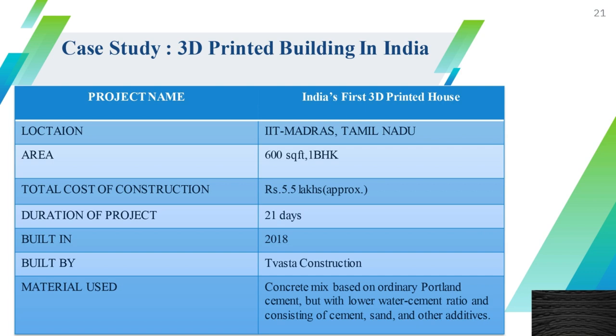Location of the project is IIT Madras, Tamil Nadu. Area 600 square feet, 1 BHK. Total cost of the construction is approximately rupees 5.5 lakh. Duration of the project was 21 days. Built in 2018 by the Tvasta Construction Company. Material used: concrete mix based on ordinary Portland cement but with a low water cement ratio, consisting of cement, sand and other additive materials.